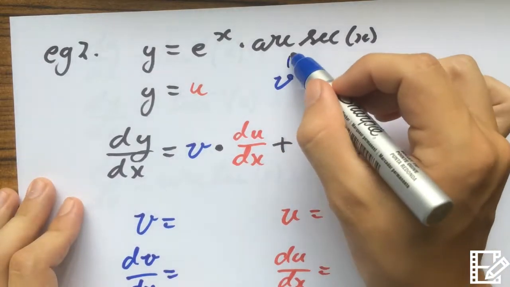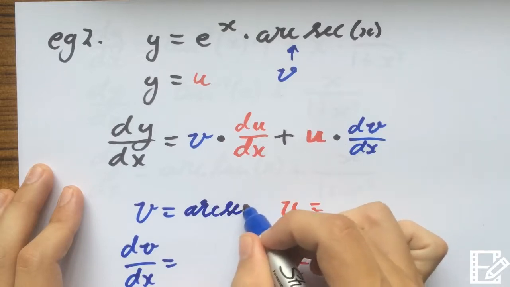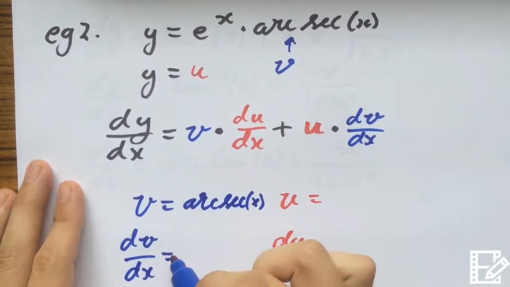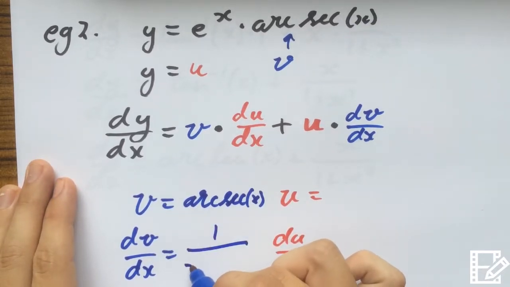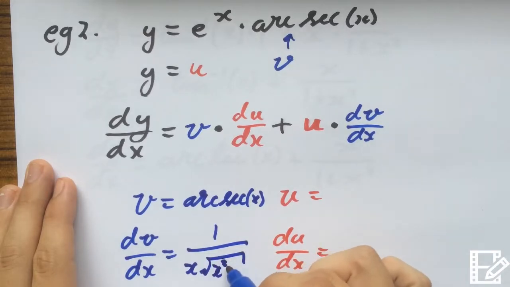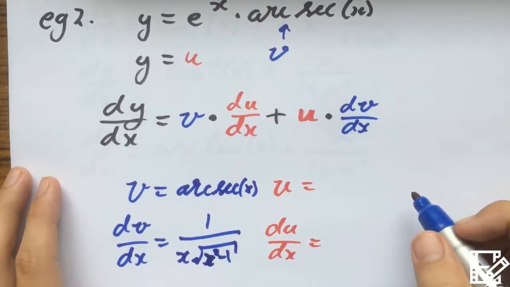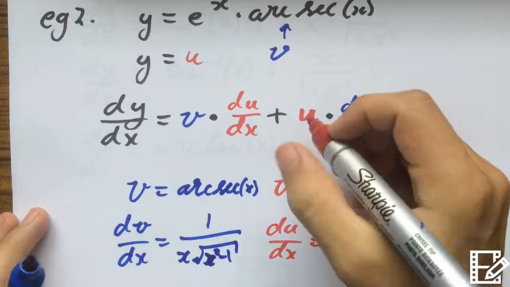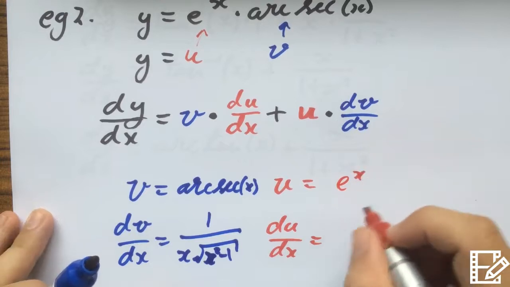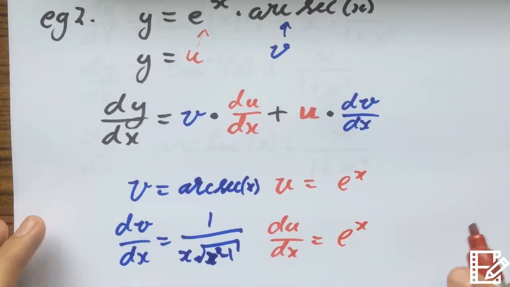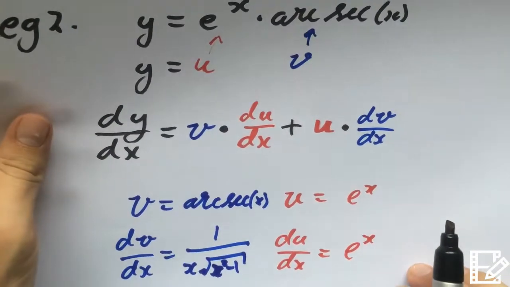Okay, so we'll say that v is arc sec x. And the derivative of arc sec x is 1 over x square root x squared minus 1. It's a bad x, but hopefully you understand. And u, well, we'll say u is e to the power of x. And the derivative of e to the power of x is e to the power of x. Nothing changes. Okay, well now we've got all these, let's fill it out.